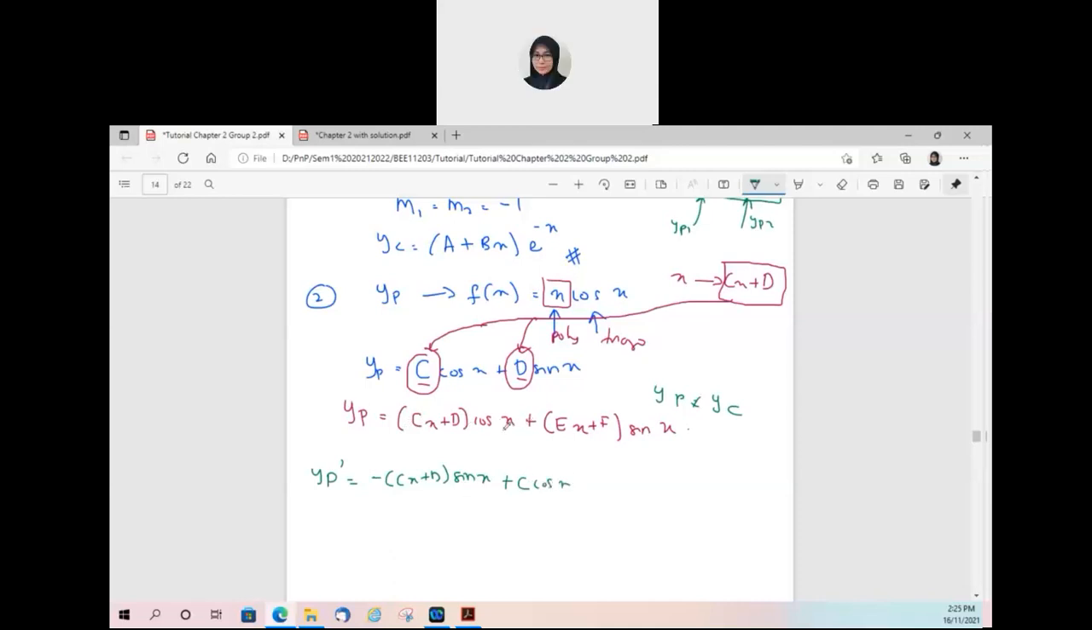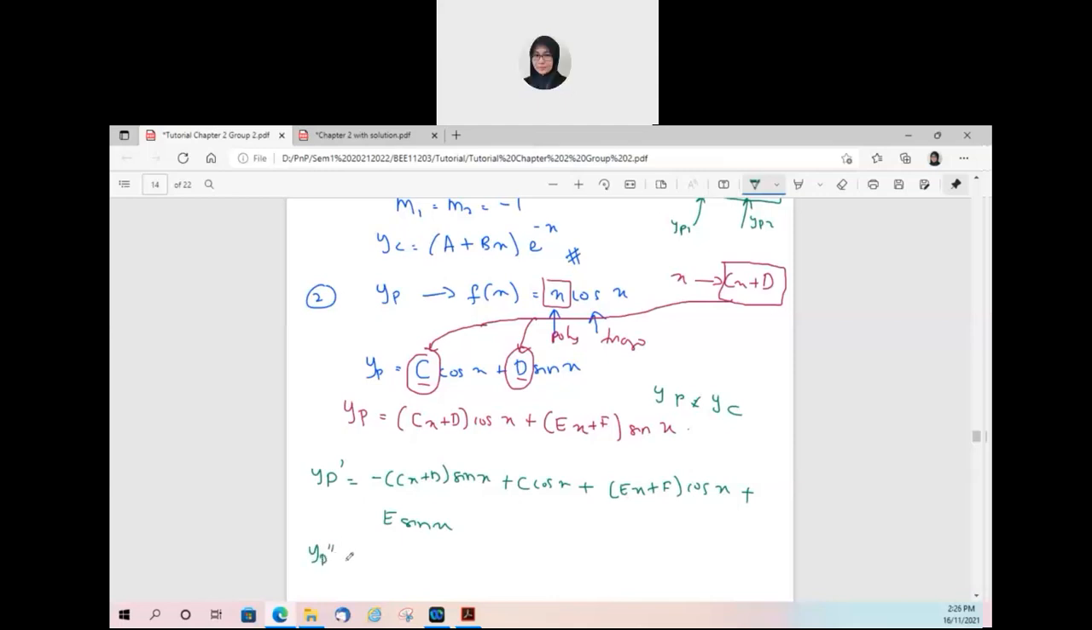C cos X. Betul? You tulis balik cos X ni. Okay. Plus with, you differentiate sin. You will get cos X kan? So EX plus F cos X. Okay. Plus with, you differentiate EX plus F. You get E sin X. Okay. So semua faham nak buat pembezaan ni? Faham. Okay. Next.